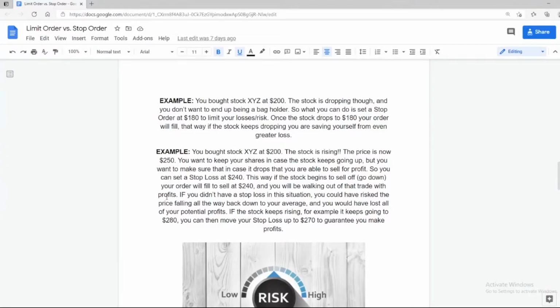So if the stock keeps rising to $280, then you can just move your stop loss as the stock goes up. So in this case, you can move your stop to $270 to guarantee that you make profit. Let's say the stock keeps going up to $300, you can move your stop to $280 or $290 and keep doing that as the stock goes up. That way you are making sure that no matter what happens, you are still walking out of that trade with profit.